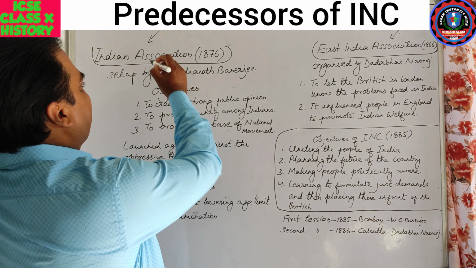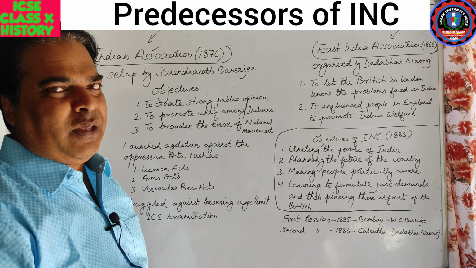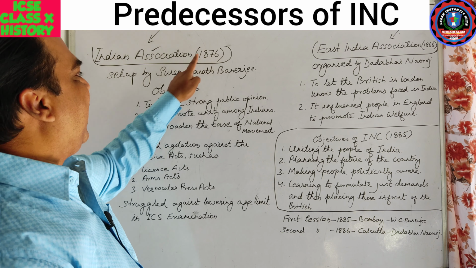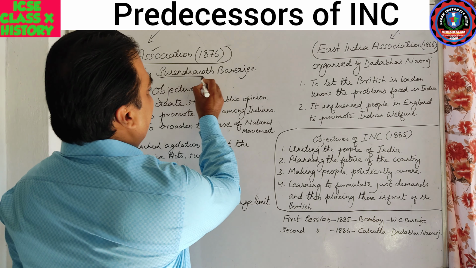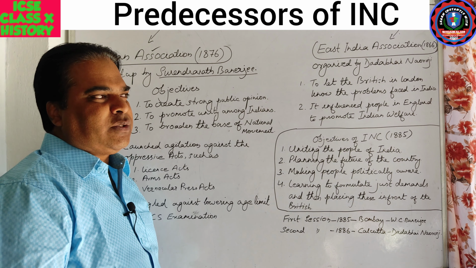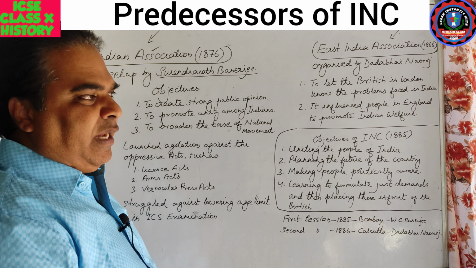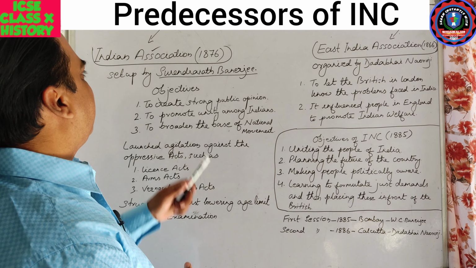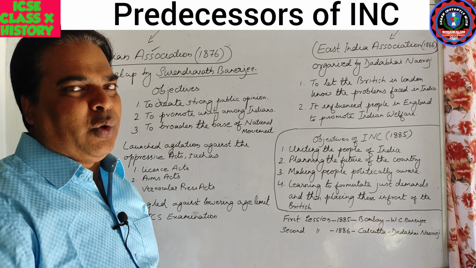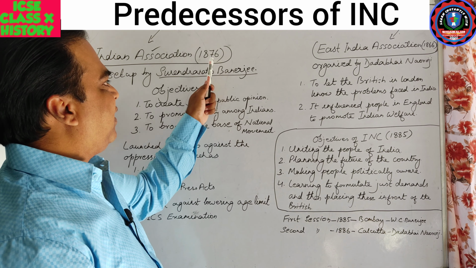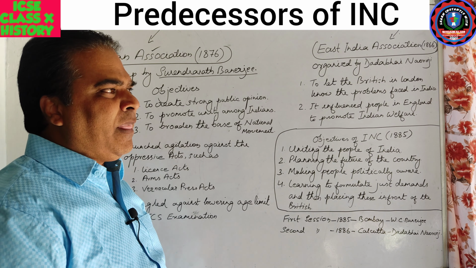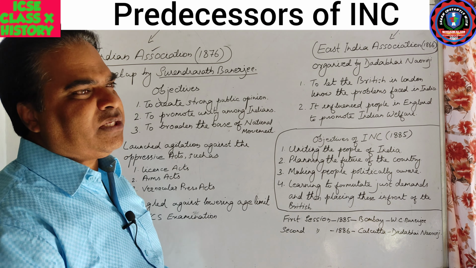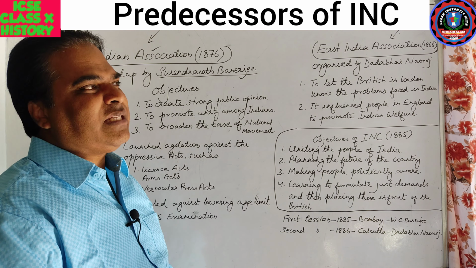Two predecessors were there: the Indian Association, which was founded in the year 1876. It was founded by Surendranath Banerjee. He was one of the veteran leaders of the Indian National Congress, but at that time the Congress was not formed, so he was associated with the Indian Association, which was founded in 1876.